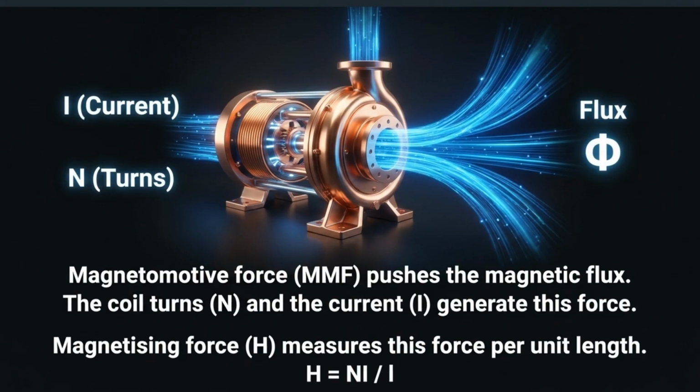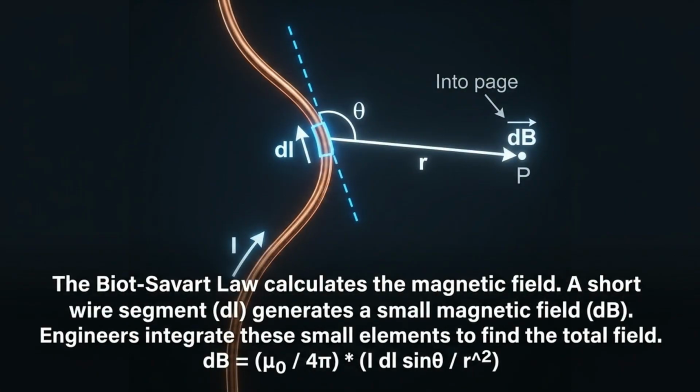The magnetizing force H is MMF per unit length, calculated as H equals NI/L. The Biot-Savart Law helps calculate the magnetic field produced by a short wire segment, dl, resulting in a small magnetic field, dB. Integrating these small elements gives the total field.